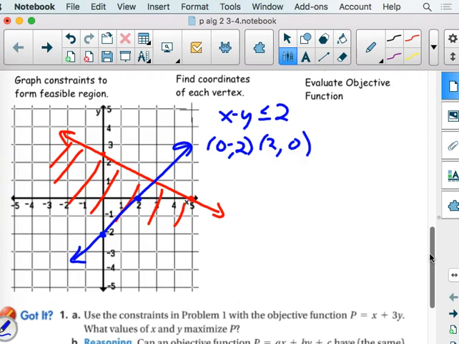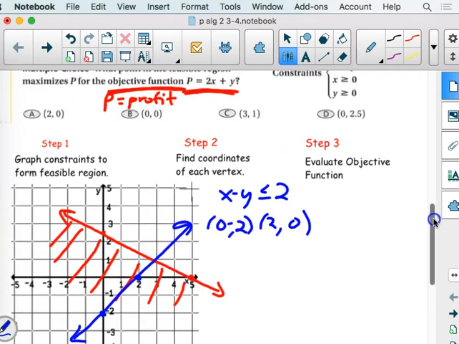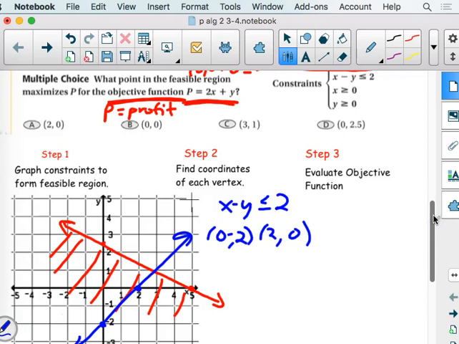Then we have to figure out which way to shade. So in x minus y is less than or equal to 2, if I test 0, 0, it's going to say 0 is less than or equal to 2. Is that true? So let's shade towards 0, 0 for the blue line. In this case, that means up.